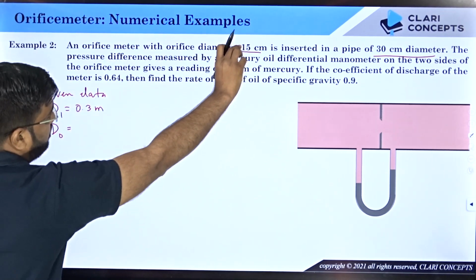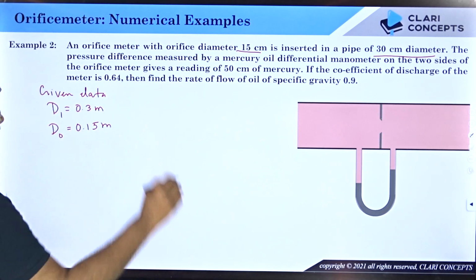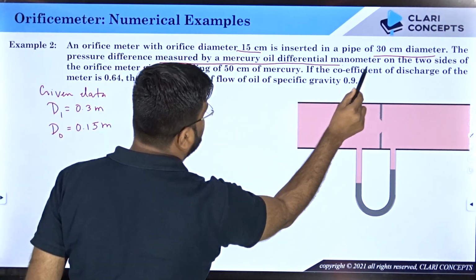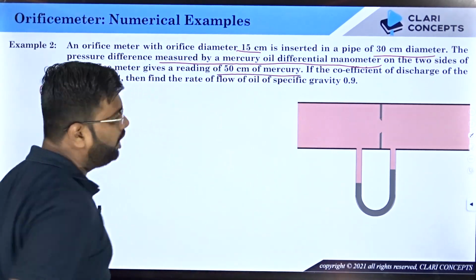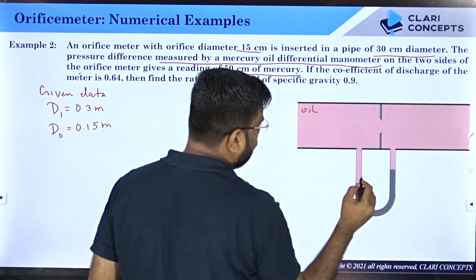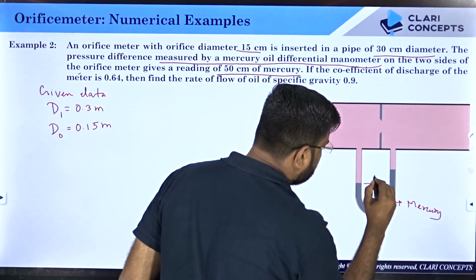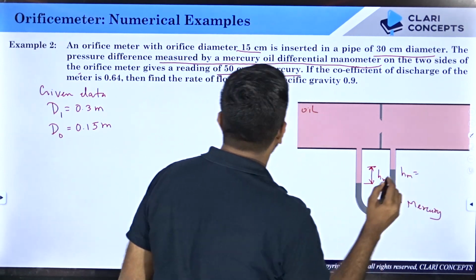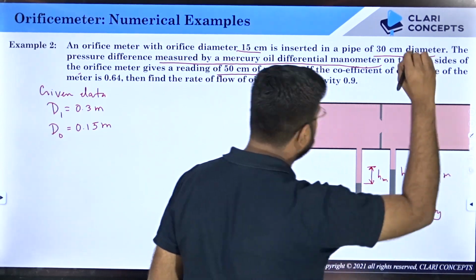And orifice diameter is 15 centimeters, so this is 0.15 meter directly, right? The pressure difference measured by a mercury oil differential manometer on two sides of the orifice meter gives a reading of 50 centimeter of mercury. They said that pressure difference of mercury oil. So here oil is flowing, this is oil and this is mercury. So this difference is your HM, and the value of HM they said is 50 centimeter if I am not wrong, 50 centimeters. So this is 0.5 meters.